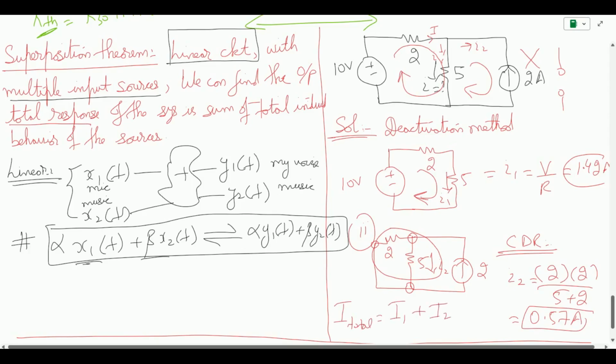So the total current I total is going to be the sum of the individual currents, I1 plus I2, which is 0.57 plus 1.42, and it comes out to be 1.99 amps. So this is the current we figured out using the superposition theorem, and that concludes the fourth chapter.